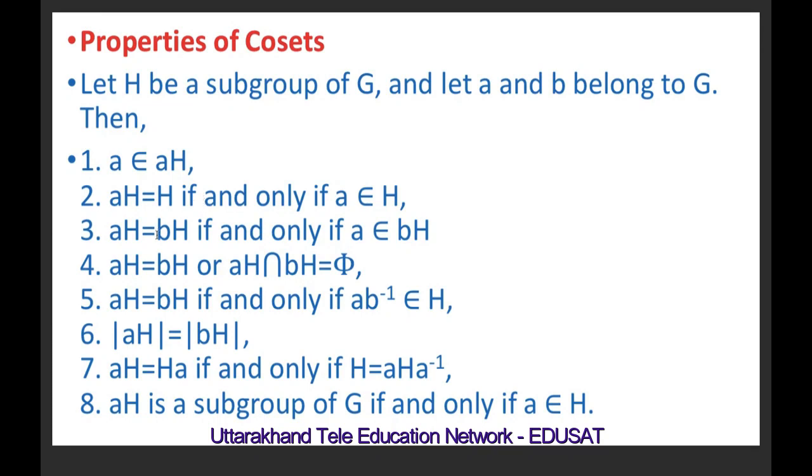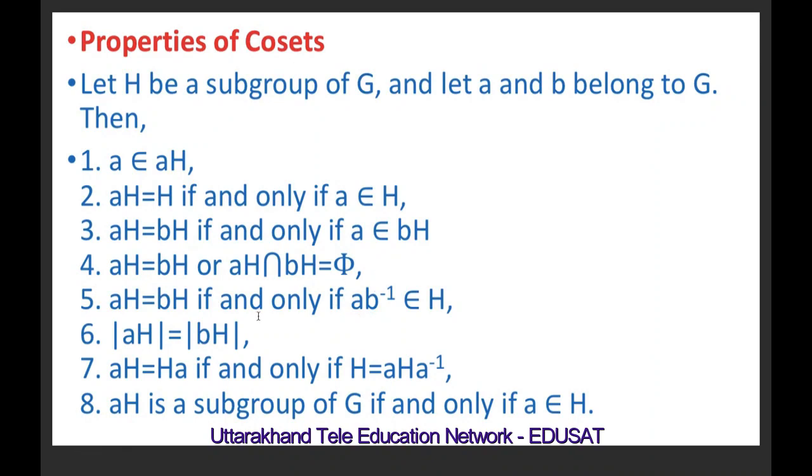Now third property says AH equal to BH if and only if A belongs to BH. It shows that left coset of H is uniquely determined by any one of its element. In particular, any element of a left coset can be used to represent the coset. Now, next property is AH equal to BH or AH intersection BH equal to phi. This property says, and this is very important, that two left cosets of H are either identical or disjoint.